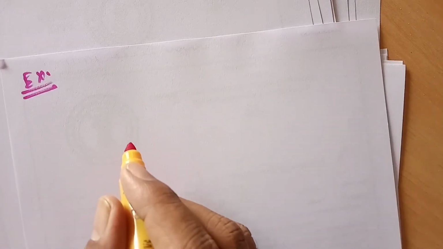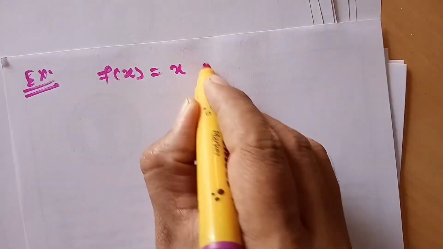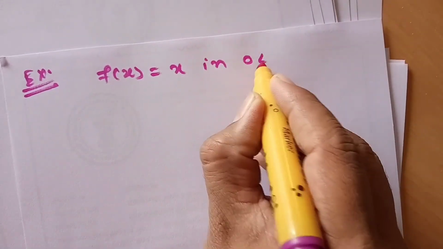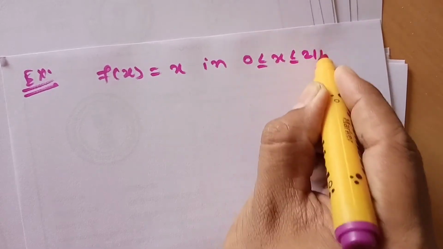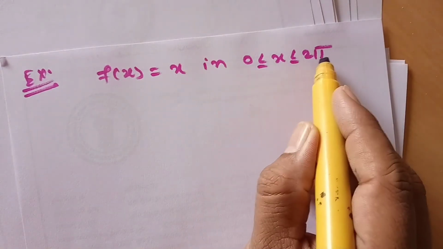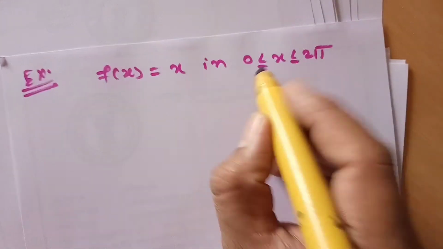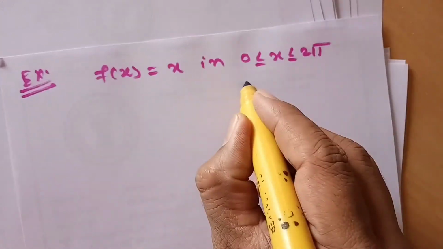We have to find the Fourier series expansion of f(x) = x in the interval 0 to 2π. A function is defined in the interval 0 to 2π. Here the interval is given as 0 to 2π, therefore I will say that this period is 2π minus 0, so the period is 2π.